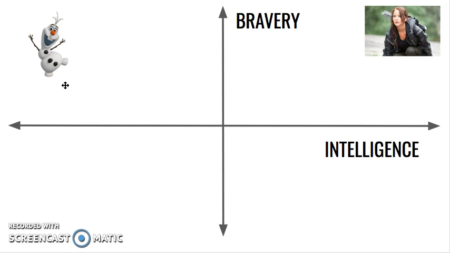So you kind of have an idea of what subjective graphing is. We're using those character traits that can be judged, that can be argued, you can have your own opinion about, as long as you back it up with evidence.